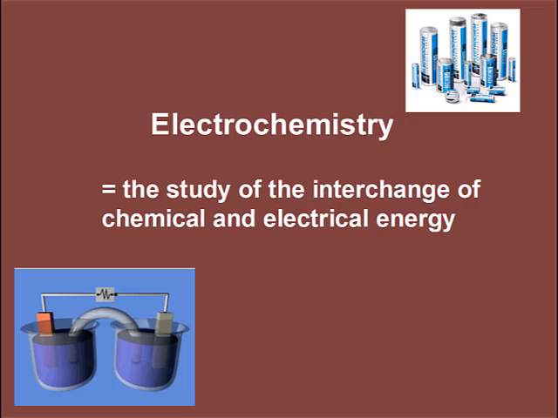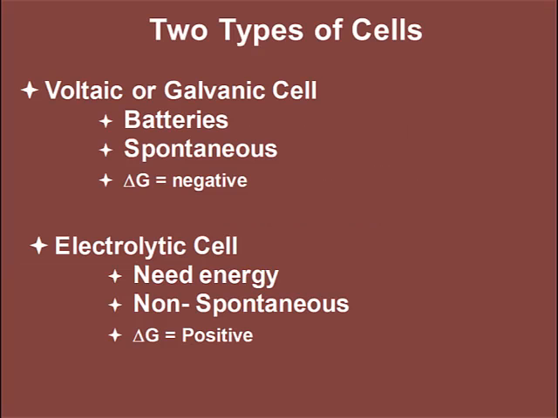Electrochemistry is the study of the interchange of chemical and electrical energy. We have two types of cells, voltaic/galvanic. In a voltaic cell, we have a spontaneous reaction, or thermodynamically favored, which means our delta G is negative. This would be like a battery.